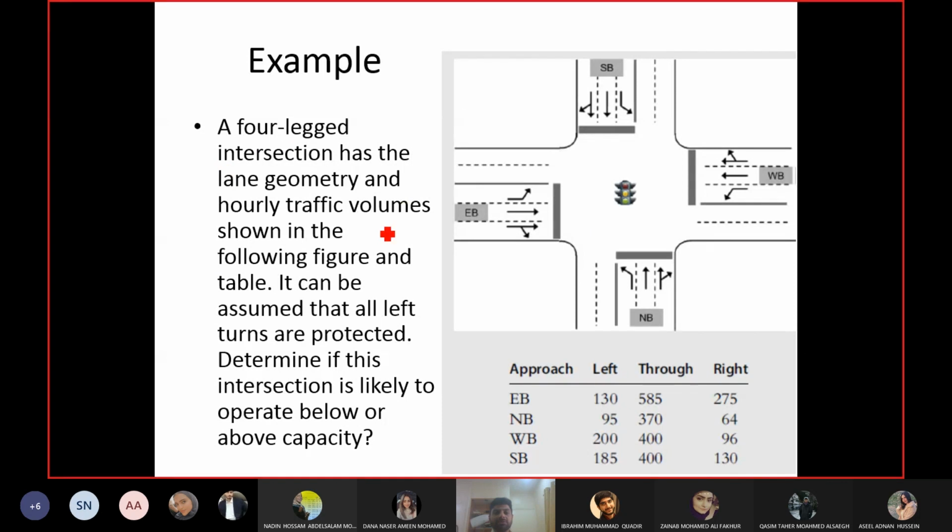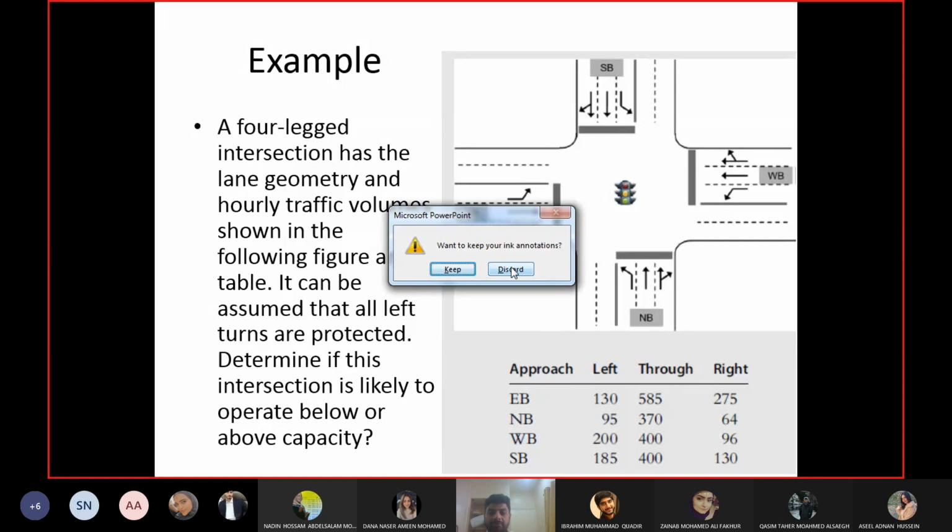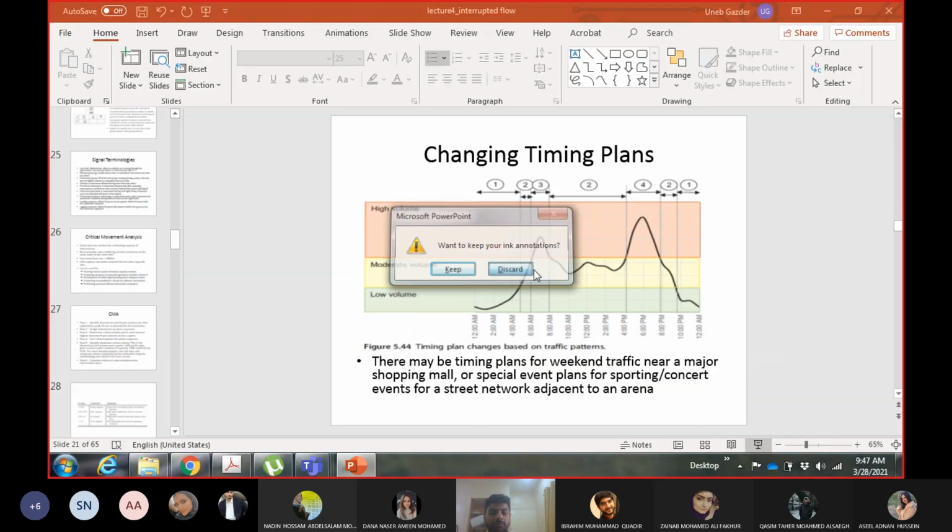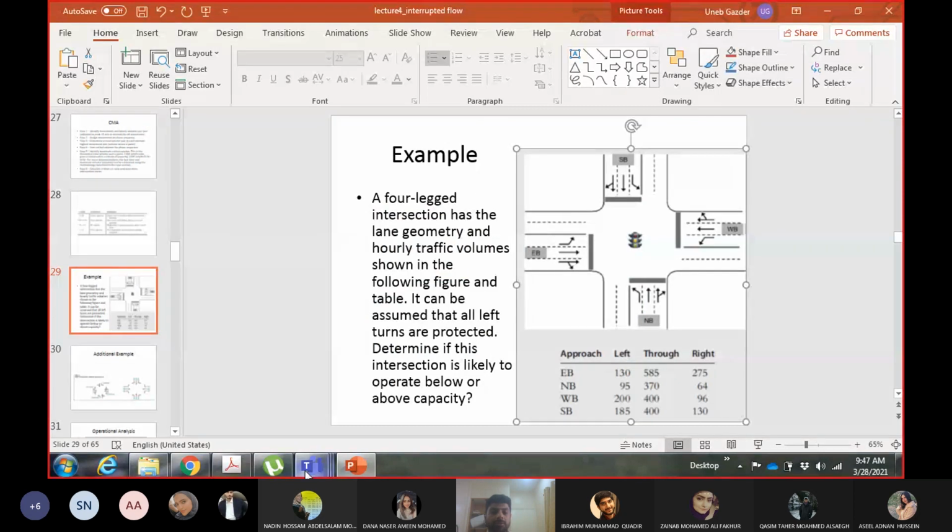Now let us consider this example for critical movement analysis. There is a 4-legged intersection. The lane geometry is given, and all left turns are protected. We have to find out the volume capacity ratio, so that we can know whether it is operating below capacity, over capacity, or at capacity. We will use critical movement analysis for this.